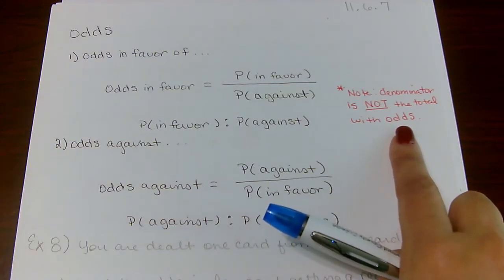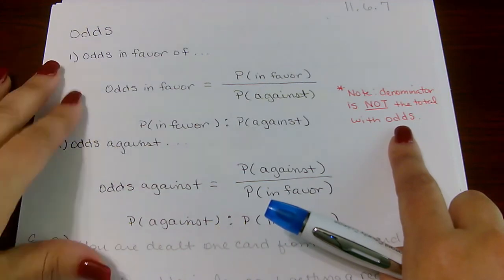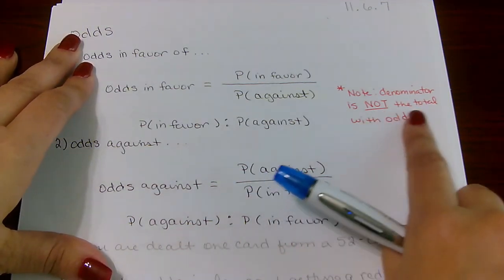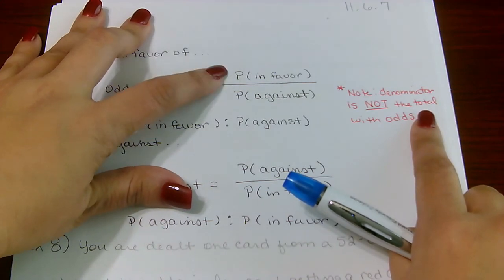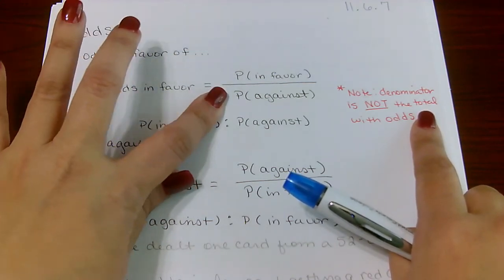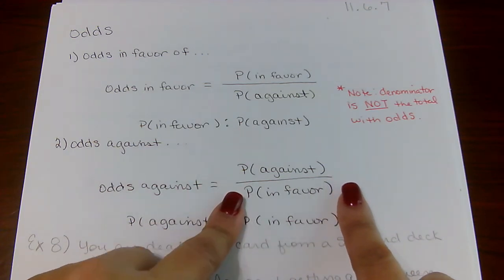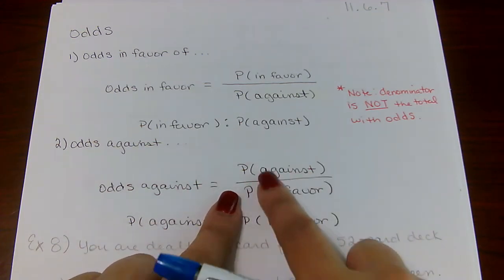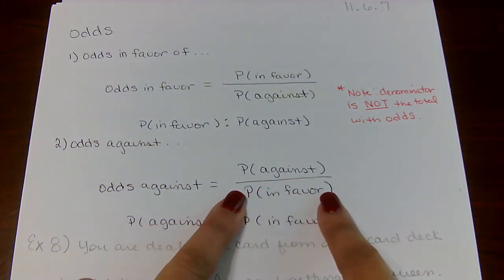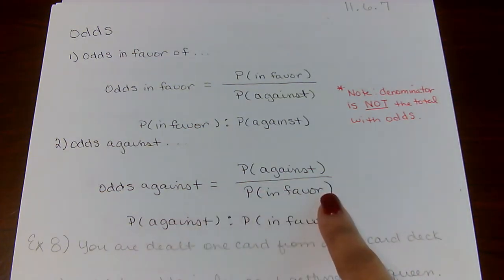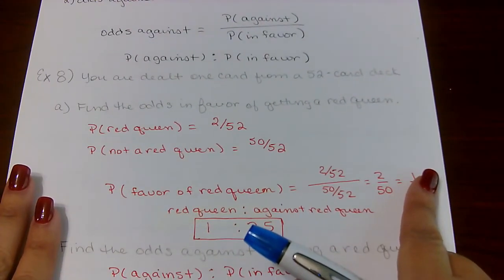Remember, when we're looking at probabilities, the denominator is always going to be the totals, but when we say odds, it's not the totals. It's going to be the people who are for it versus the people who are against, or the people who are against it versus the people who are for. If I add up these two numbers together, that would be the total amount of people who participated in this particular survey. Let's go ahead and look at an example.